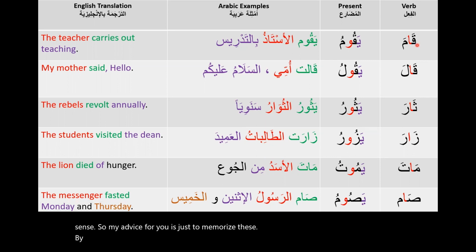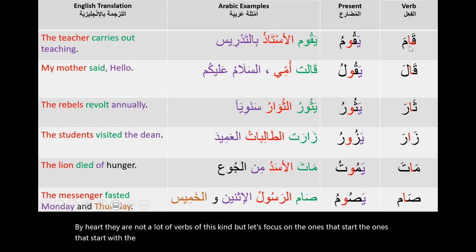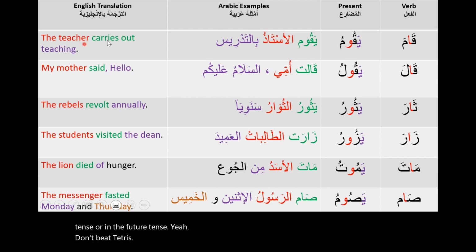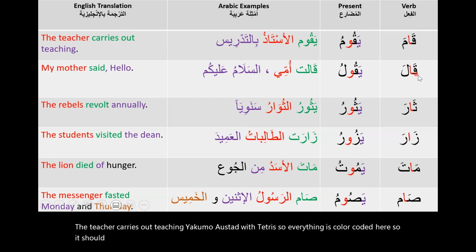So my advice for you is just to memorize these by heart. There are not a lot of verbs of this kind, but let's focus on the ones that start with the alif, and we will turn that alif into a waw when we conjugate it in the present tense or in the future tense. يقوم الأستاذ بالتدريس. The teacher carries out teaching. يقوم الأستاذ بالتدريس. So everything is color coded here. So it should be a lot easier for you to know the meaning.